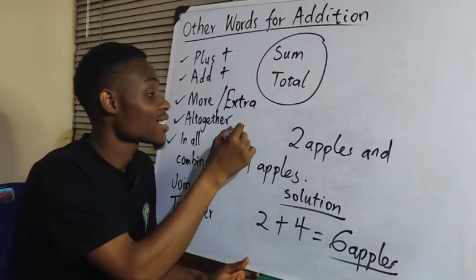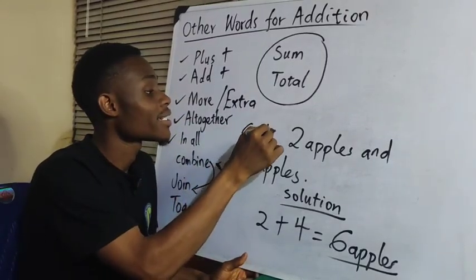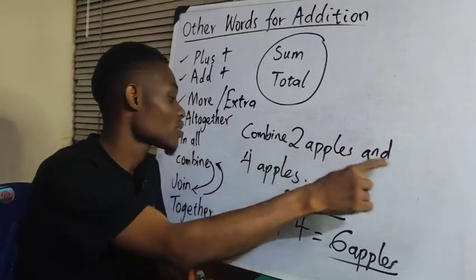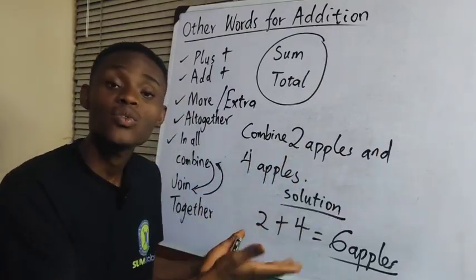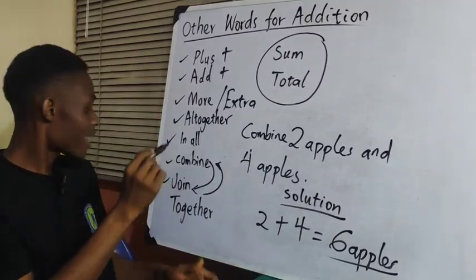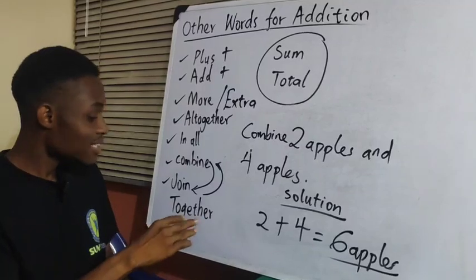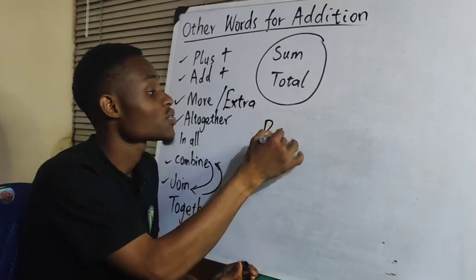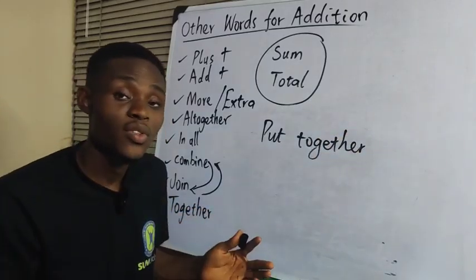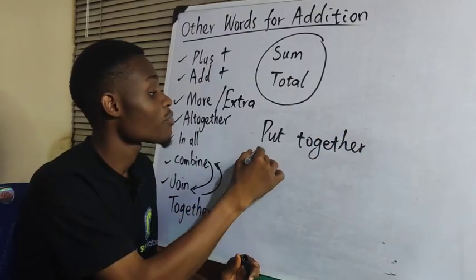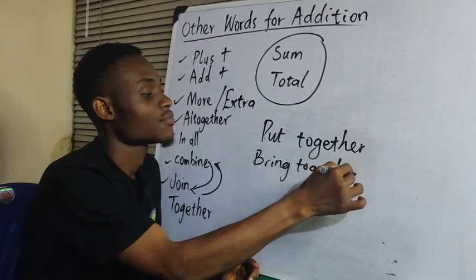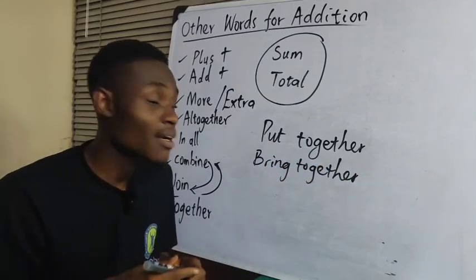So now let's say I decide to say combine instead of join, right? So when I say combine 2 apples and 4 apples, it's still 2 plus 4 and that's 6 apples. Okay, so done. And then we go to together. So most likely you'll be asked to put together in most questions. Or they can also say bring together.